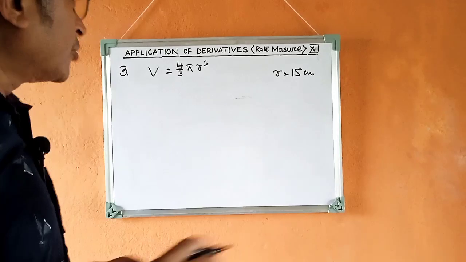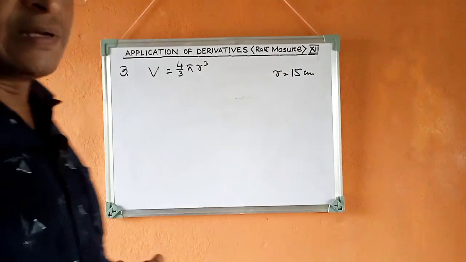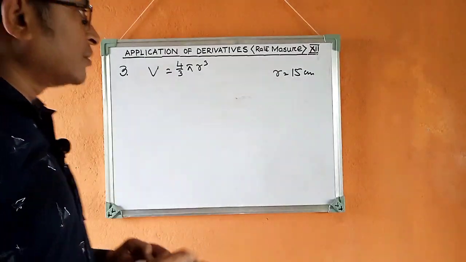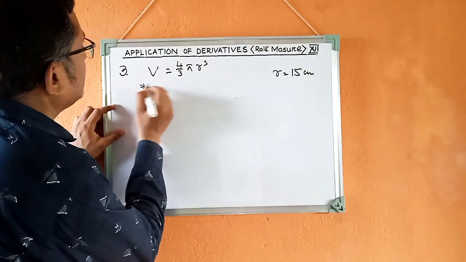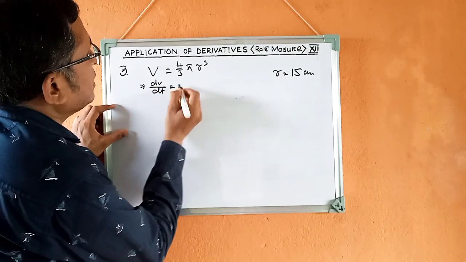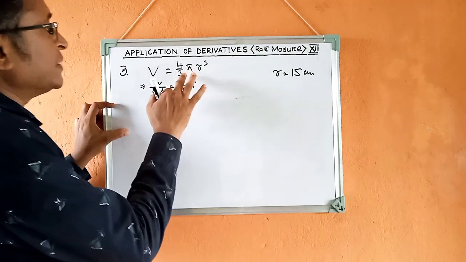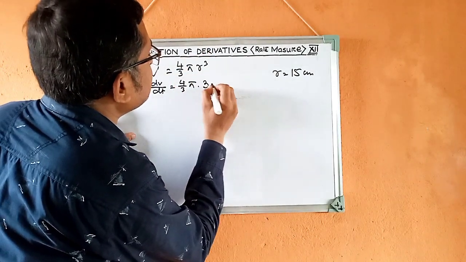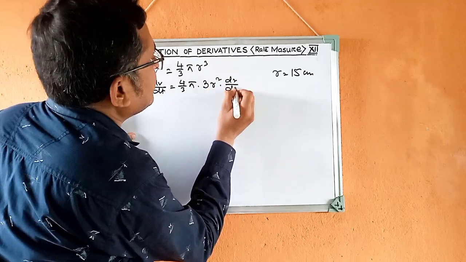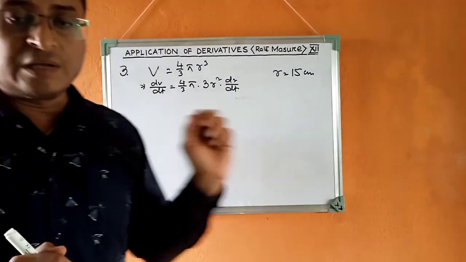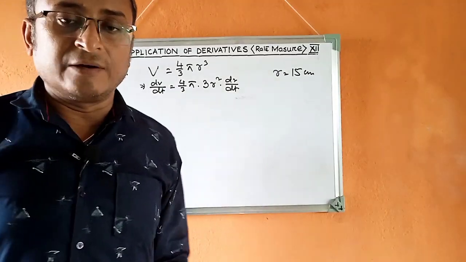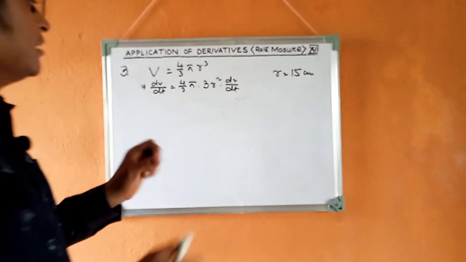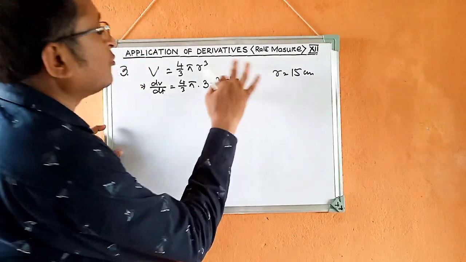Now we are required to find the rate of change of its volume. We differentiate both sides with respect to t, that is, time. So dV/dt = 4/3 π, both are constants so they remain the same, and the derivative of r³ is 3r² into dr/dt. After the derivative we get this line. We are required to find dr/dt.